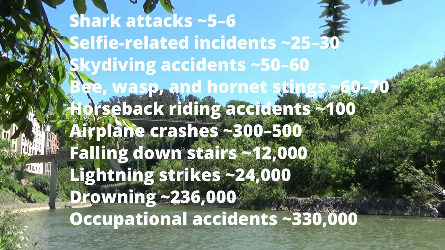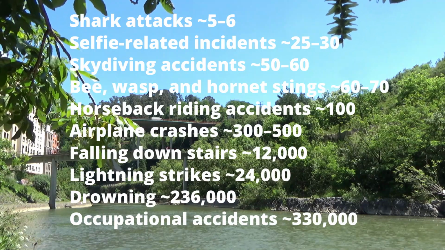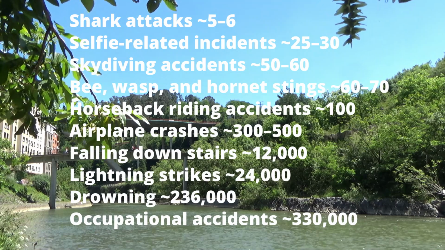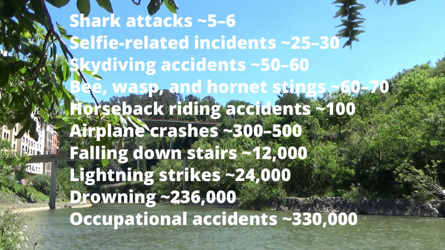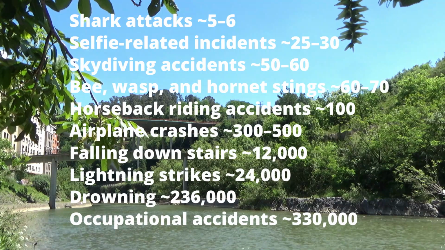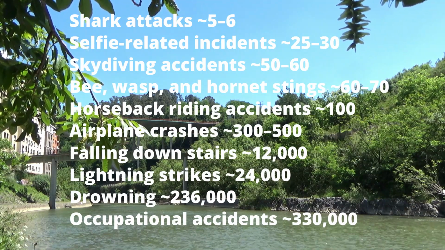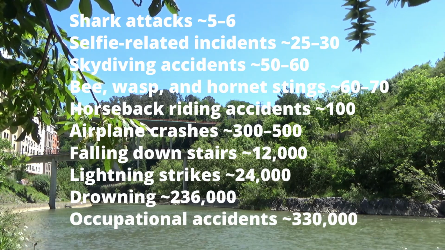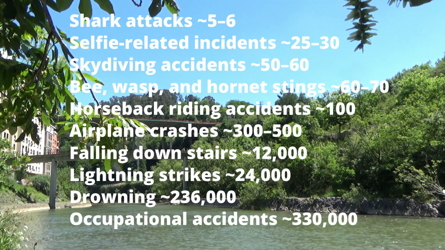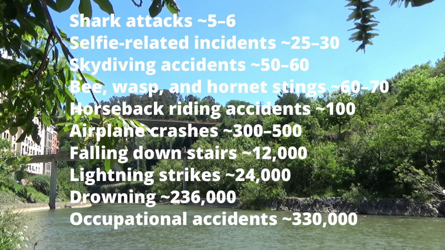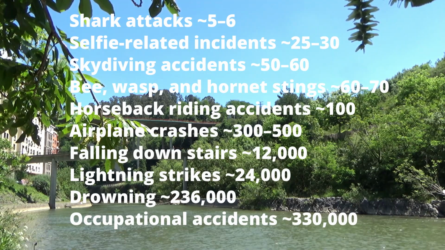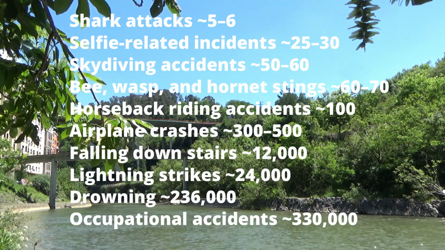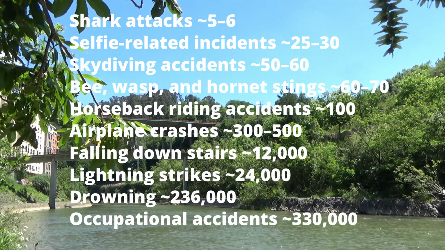Falling down the stairs, much more dangerous than flying aeroplanes, about 12,000. Apparently that's a very vague estimate because it's very difficult to tell, but my computer came up with about 12,000 fall down the stairs and die. Lightning strikes, twice as dangerous as falling down the stairs. And then drowning. Look at that. 236,000 people, approximately, drown every year. Swimming pools, rivers, in the sea, lake accidents, all kinds of things.